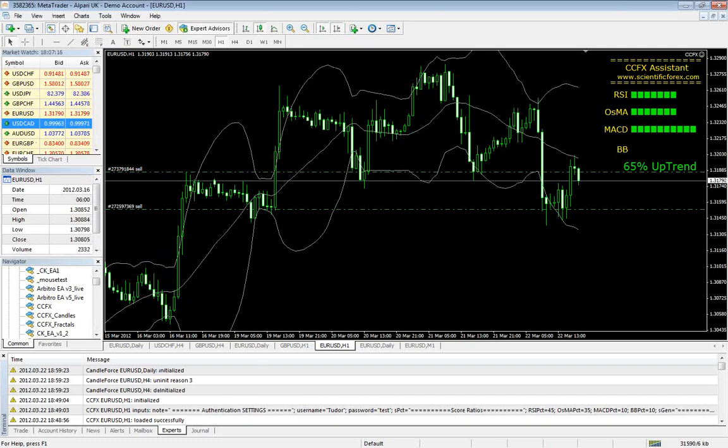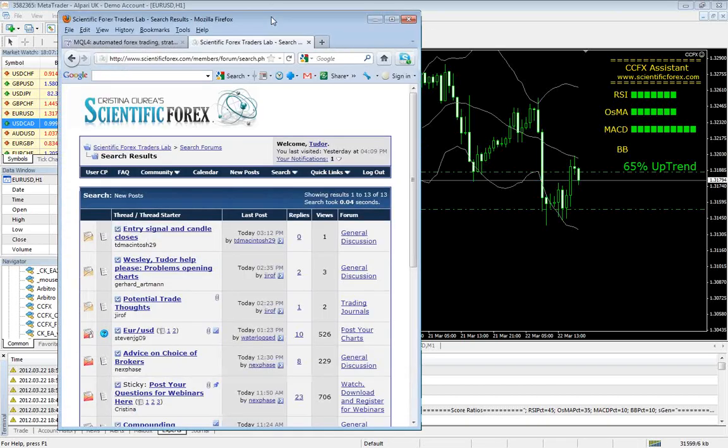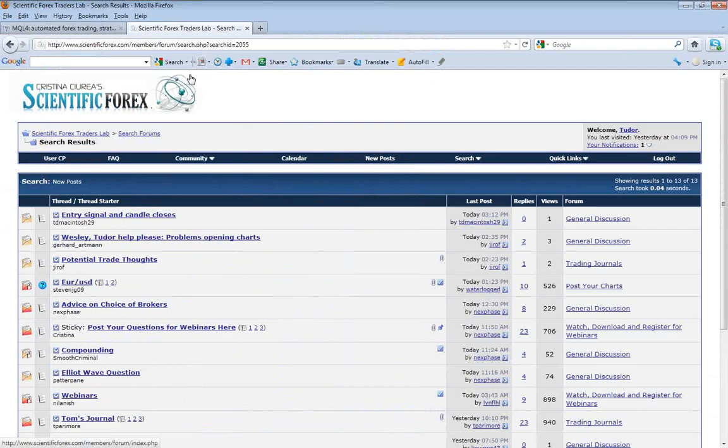If you don't know where to find it to download, you can go to the Scientific Forex members area. Let me just bring it up for you. Okay, so this is Scientific Forex. Let me go from the members area.